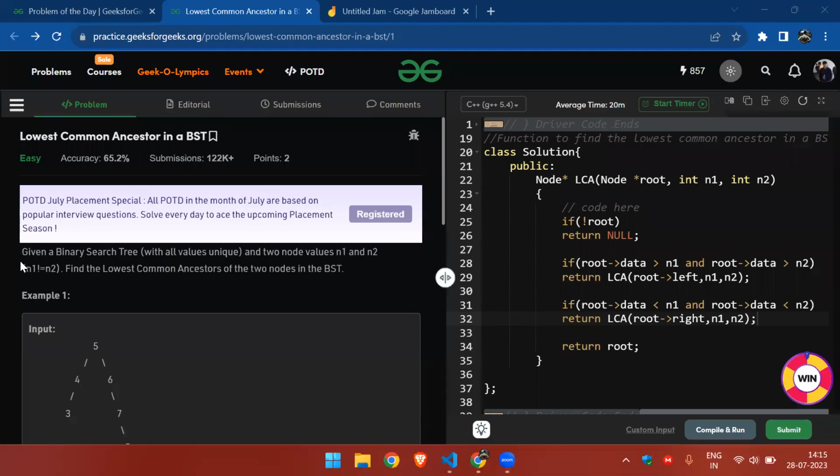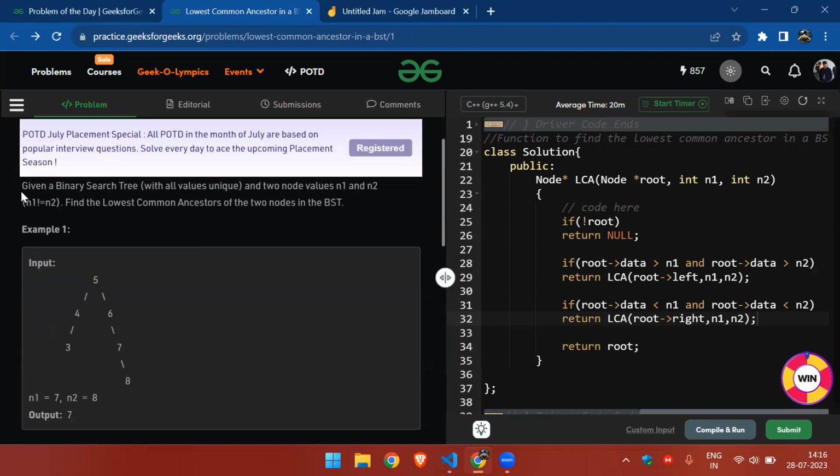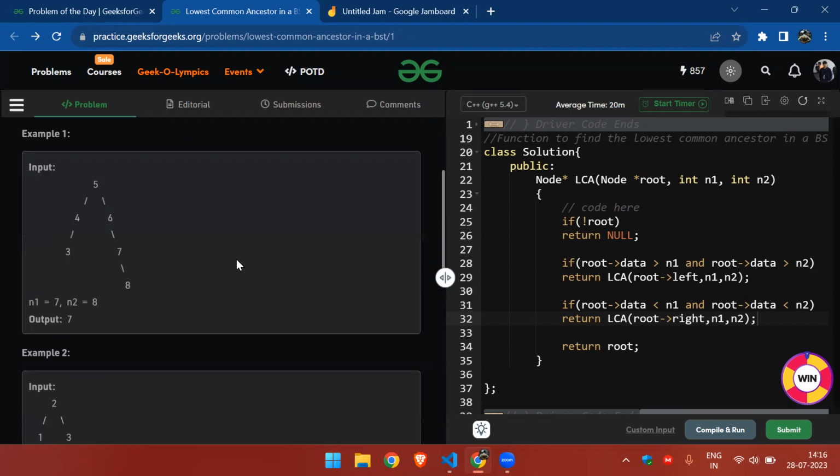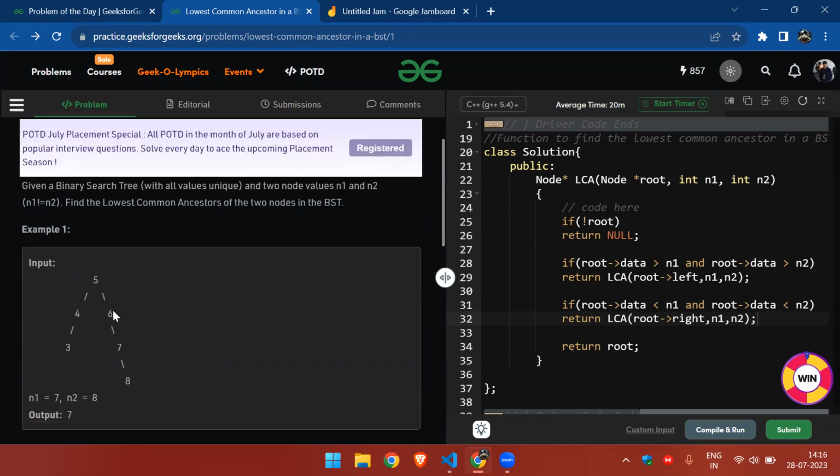Hello everyone. So let's solve today's problem, lowest common ancestor in a BST. In this problem, we have been given a BST and all we have to do is to find the lowest common ancestor of the two nodes. The two nodes will be given to us and we have to find which is the lowest common ancestor.